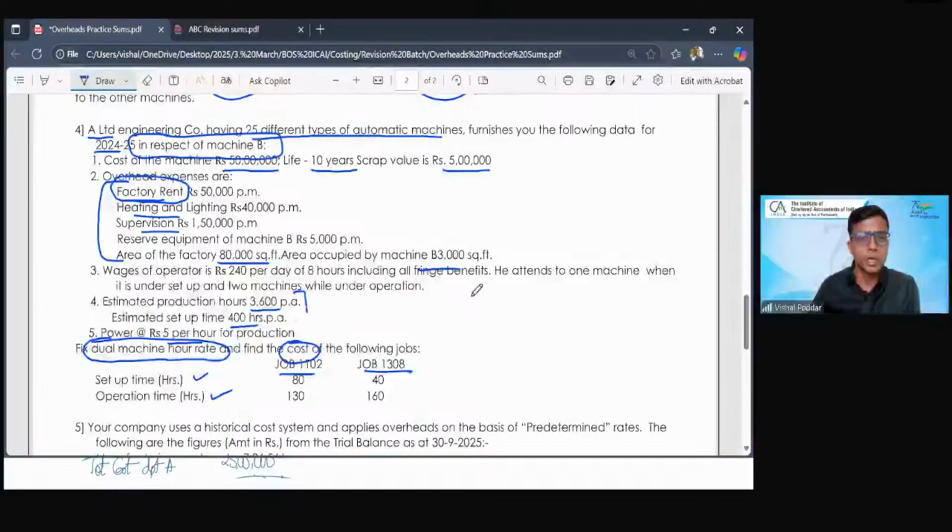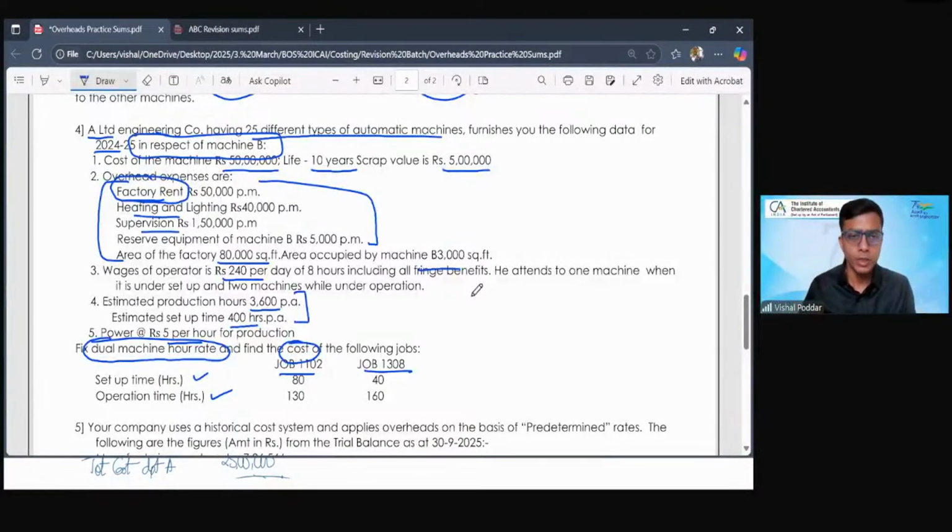See, my hours are given per annum, correct? These costs are all per month. Wages. Okay, so we'll do one thing. We'll consider all expenses as annual only. So we will be preparing this cost statement with expenses of machine B per annum.